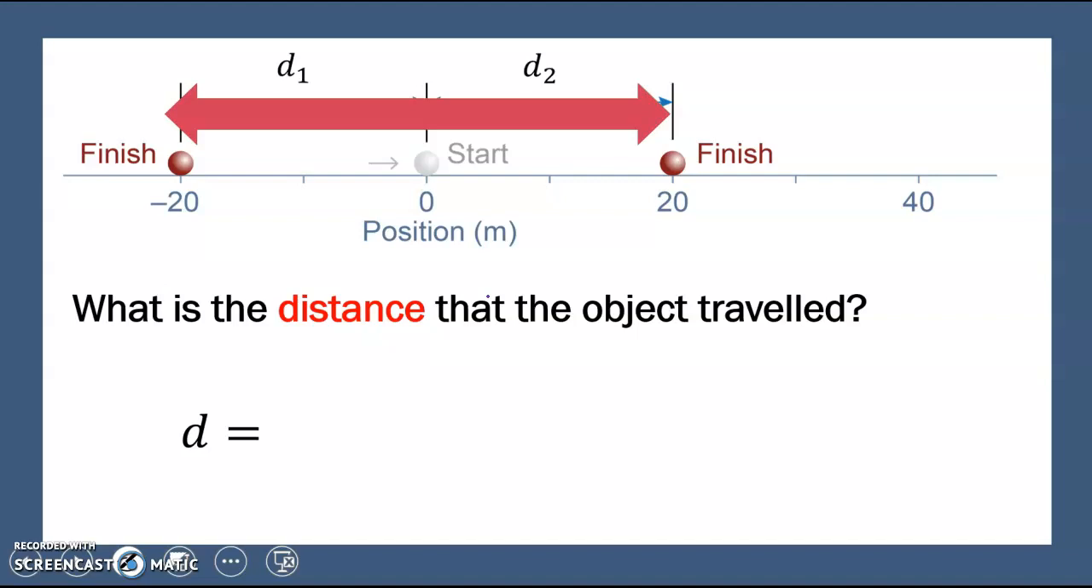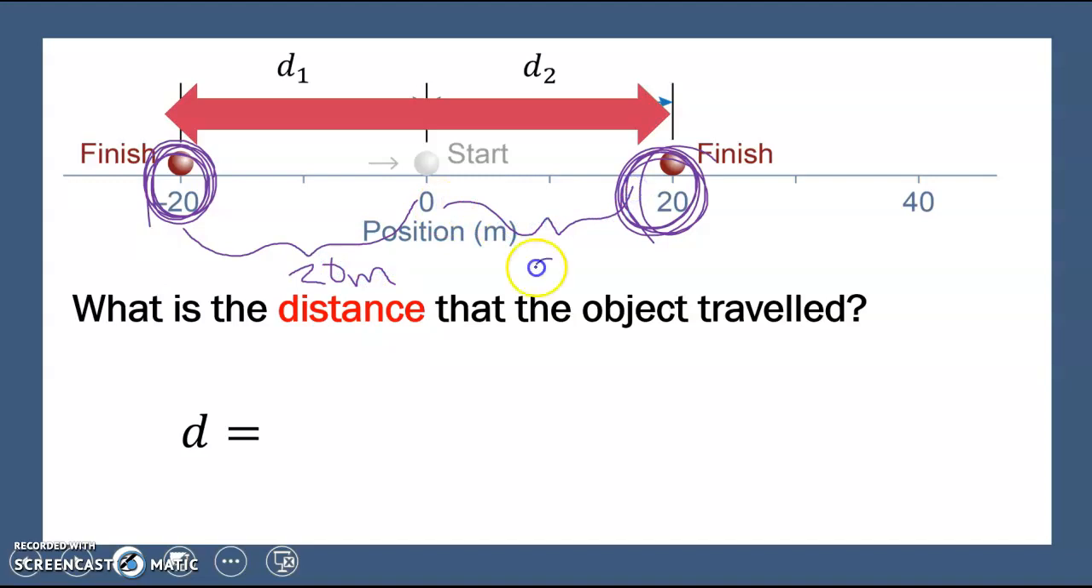All right, so let's say that we have this object, and the object starts here at -20 and ends at +20. What would be our distance that we travel? Well, first, from -20 to 0 is 20 meters. From 0 to the +20 is 20 meters. So as I said with distance, you're going to add everything together. So when you add this, you should be getting 40 meters.